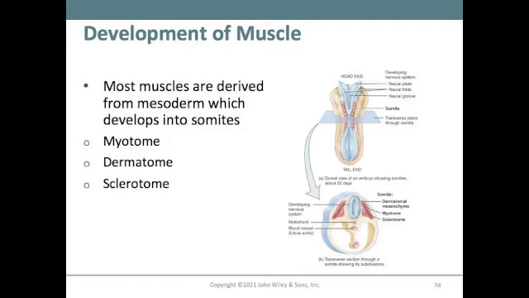Most muscles are derived from the mesoderm, which develops into the somites. So you've got the myotome, the dermatome, and the sclerotome. And we can kind of see how it forms here. We've got this transverse cross-section we're looking at here. Here's the somite, and then this is the developing nervous tissue around it. Here's going to be your muscle in here. And this figure is on page 339.